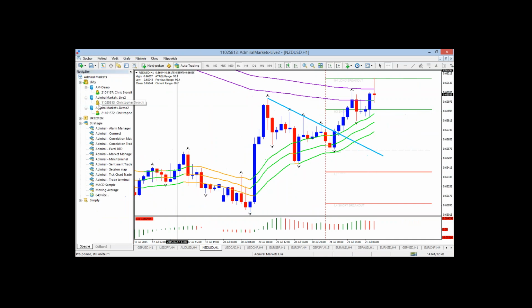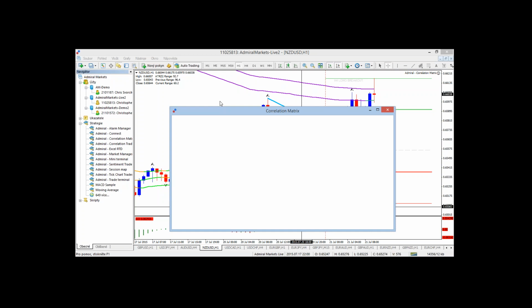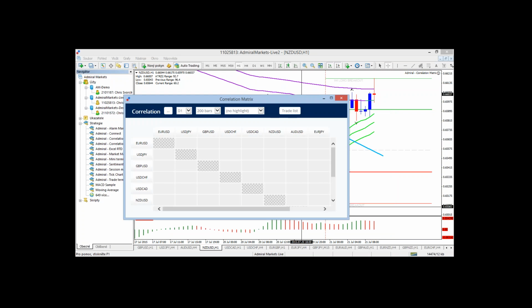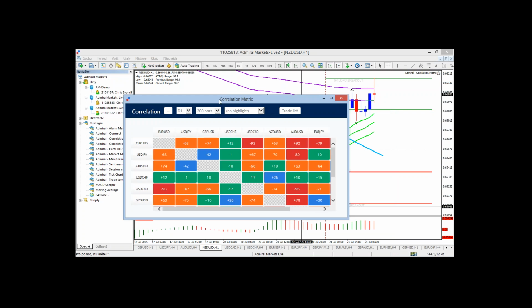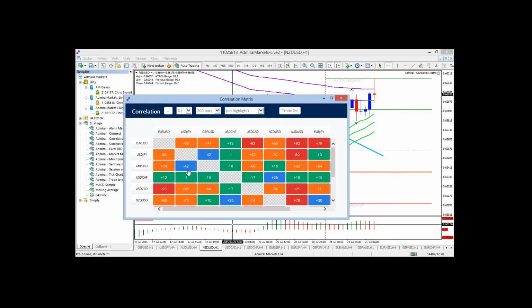Now, one of those things that you will notice is the correlation matrix, for instance. And we can take a look at some of the pairs that we've talked about today. So for instance, if I were to trade the pound dollar, there is little correlation with the dollar Swissy. Oh, that's the euro dollar, sorry. Pound dollar, little correlation with the dollar yen and the Kiwi and the dollar Swiss. So those could be good, perhaps additional trades.